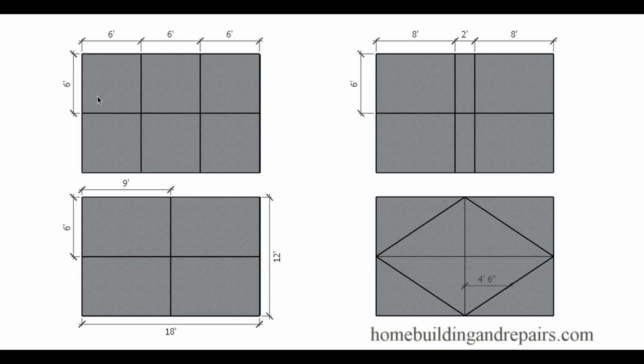But if you're worried about it, cut it in half. Put another line in there. This reduces it to 6 feet and 6 feet. Here we have 6 feet and 8 feet. Put a couple of 2 foot lines down the center here, and that gives us our 8 foot.